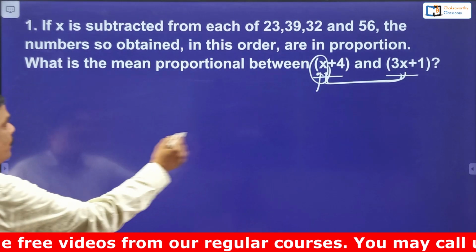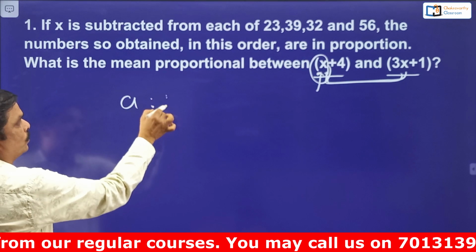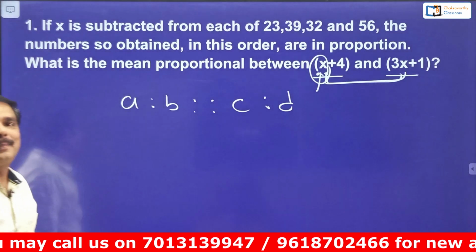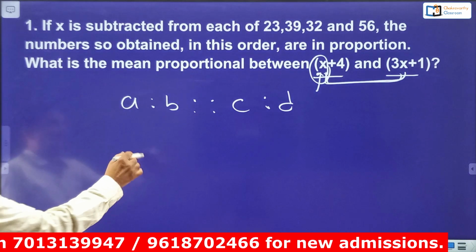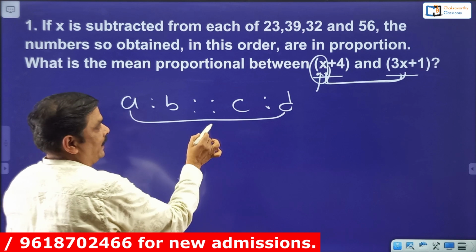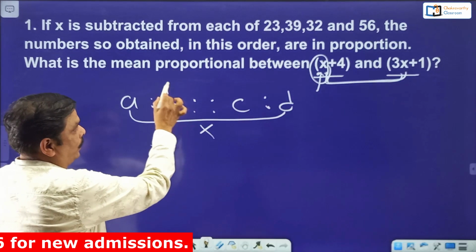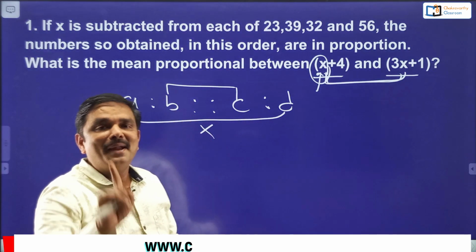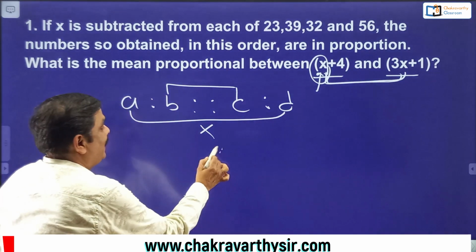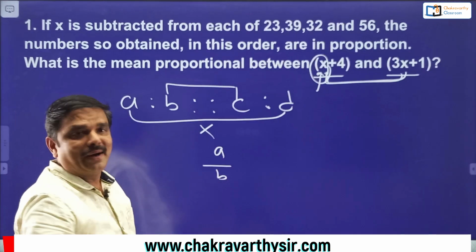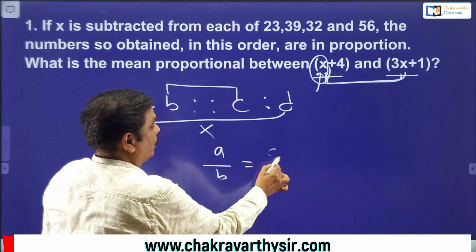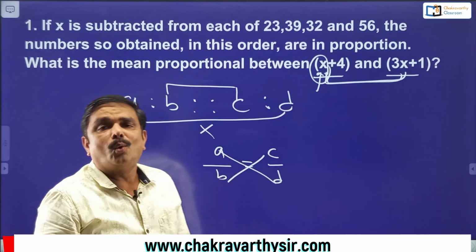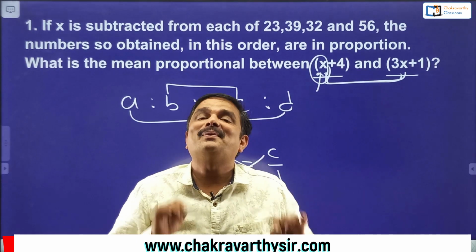For the beginners, I'll tell you, suppose numbers are like this: A is to B as C is to D. This is called proportion. The main property of proportion, as all of you know, is that the product of the extremes must be equal to the product of the means. Only then we can say these 2 ratios are in proportion. Or A by B equal to C by D. Now here AD must be equal to BC. Only then I can say these numbers are in proportion, isn't it?